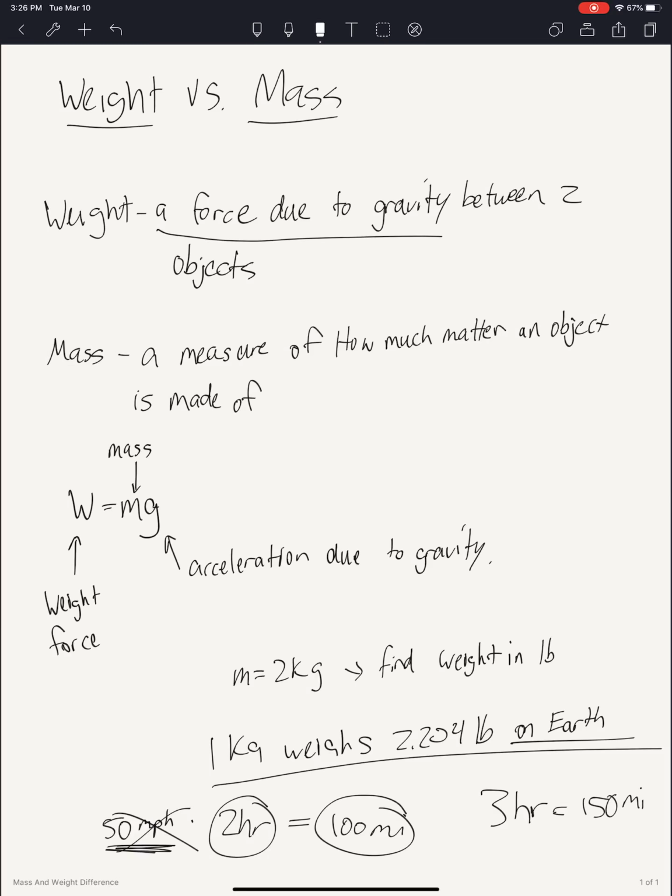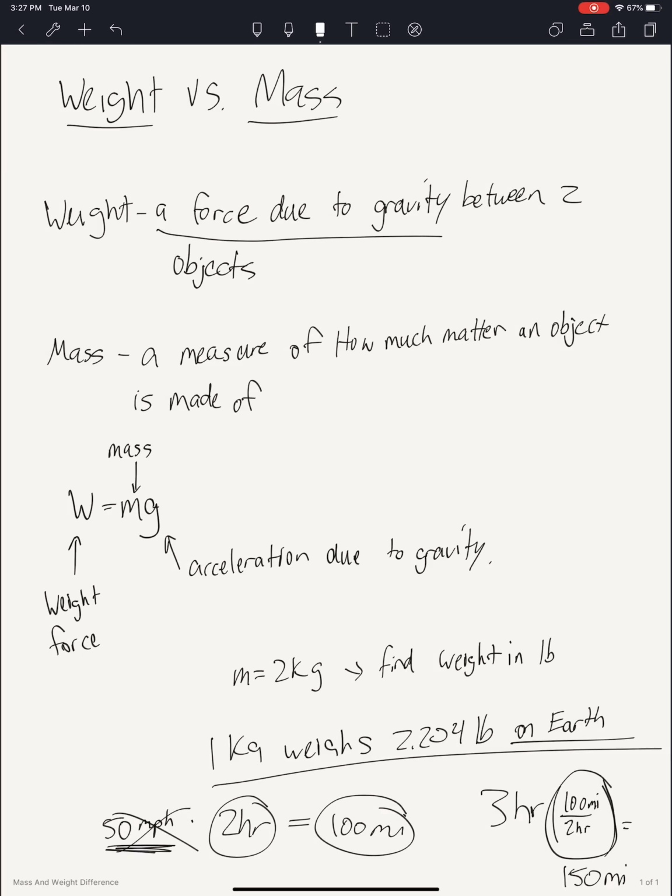And it seems like we're doing a unit conversion. It seems like I'm doing 3 hours times, well, I know that 2 hours is 100 miles, and that's equal to 150 miles. This right here is not a unit conversion because it's not universal. It depended on the speed that we were traveling. And at a different speed, the answer is different.